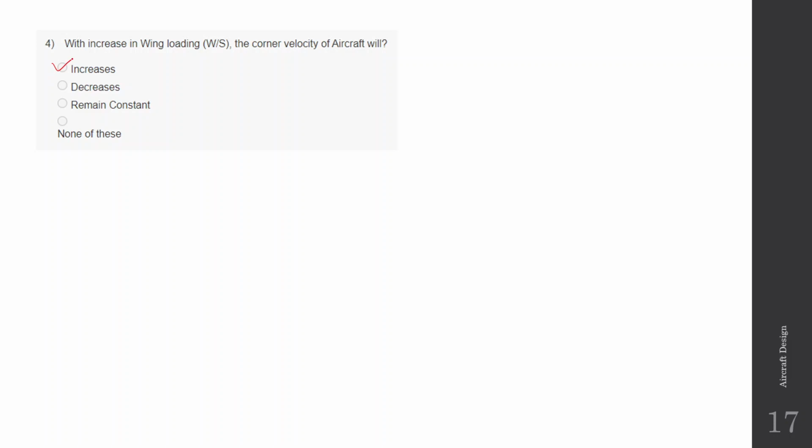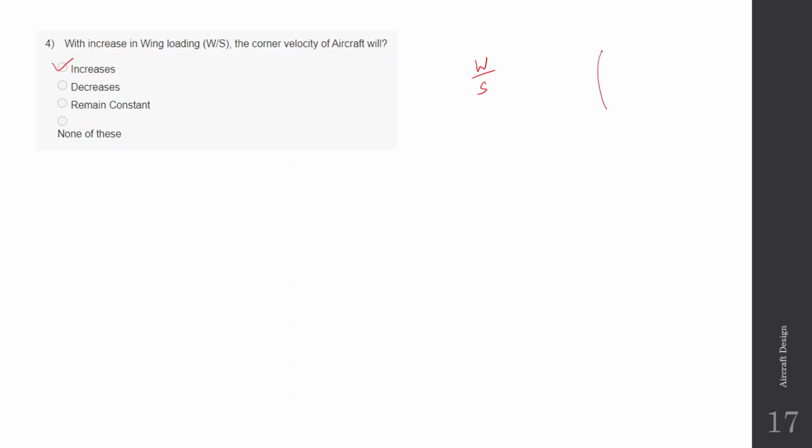So in this case, the answer is increases. So with the increase in wing loading, the corner velocity of the aircraft will increase. Now you can answer this with intuition also, that if the wing loading is increased, then the forces acting on the wing will also increase.